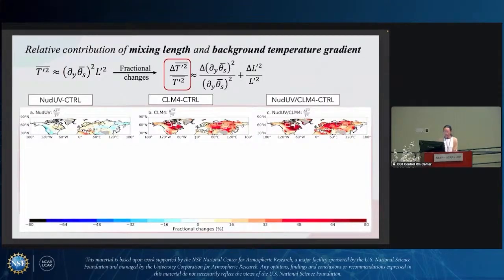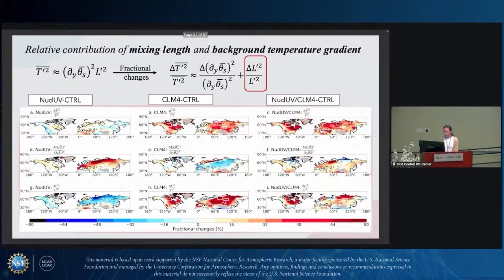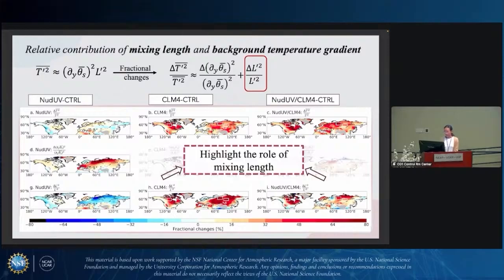The first row shows the fractional changes in temperature variance. The second row is the contributions from the background temperature gradient, and you can see that nothing looks quite similar between the second row and third row. The third row is the contributions from the mixing length squared. You can see that the increases in the temperature variance we see in the first row are most likely coming from the contributions from the mixing length.